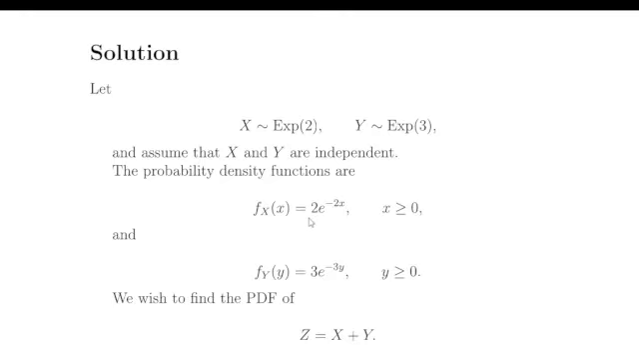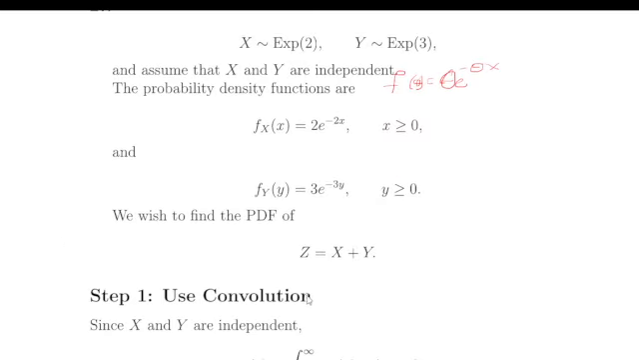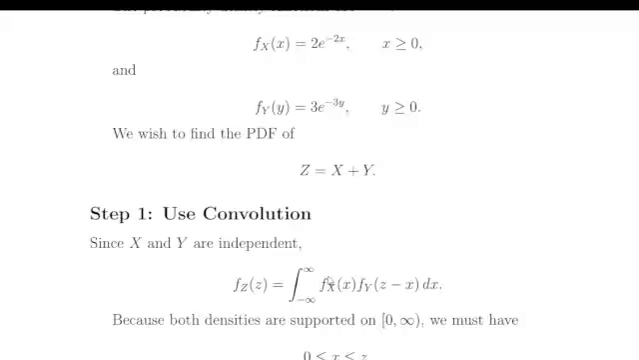We know it's going to be basically theta times e to negative theta x. And theta is the rate, so for us, theta is going to be 2 here, so we have 2e to negative 2x. And when the rate is 3, that's 3e to negative 3y. So those are the two probability density functions, and they're defined when both x and y are greater than or equal to 0. So now we want to find the PDF of z is equal to x plus y.